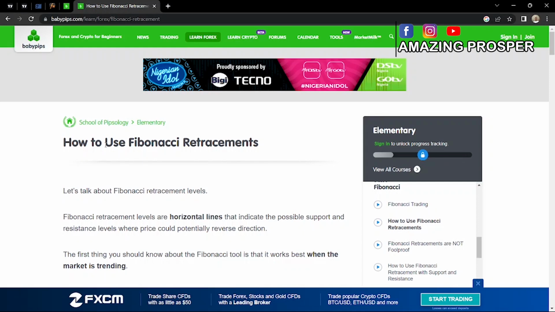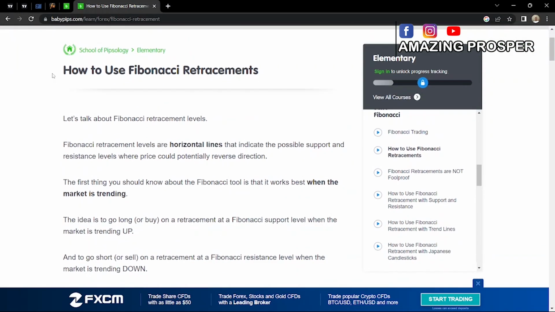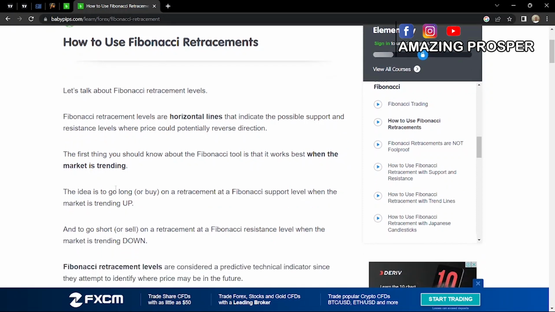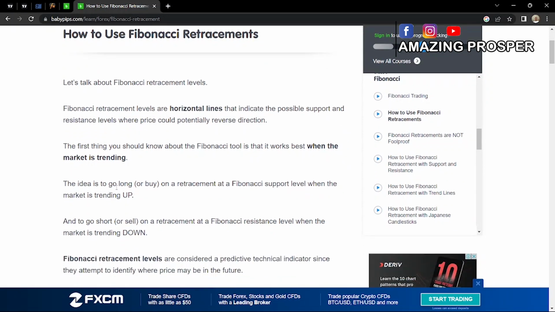Let's go on to how to use Fibonacci retracement. You can just come here and read all these things, so let me read a little of them. Let's talk about Fibonacci retracement levels. Fibonacci retracement levels are horizontal lines that indicate the possible support and resistance levels where price could potentially reverse direction.